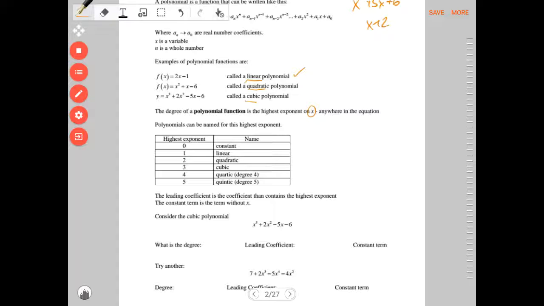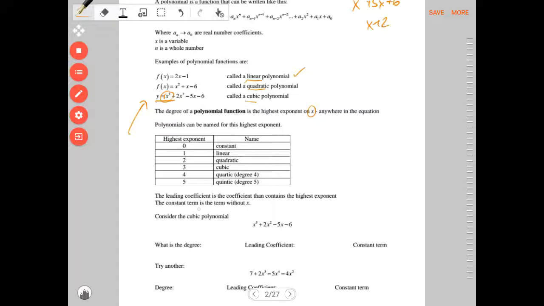If the highest exponent is 1, it's linear, 2 is quadratic, 3 is called cubic. Now, 4 is quartic and 5 is quintic. But usually after 3, we just say, hey, it's a degree 4, a degree 5 equation. So you can name them either way. It really doesn't matter. Remember, the leading coefficient is the coefficient that contains the highest exponent. So up here in this one, the degree term is 3, so the coefficient on that is a 1. Remember, there's a 1 in front of the x, so that would be the leading coefficient. So that was way up here, guys.